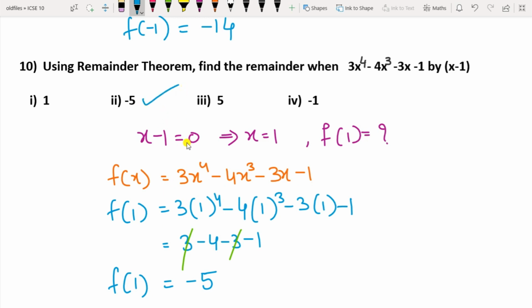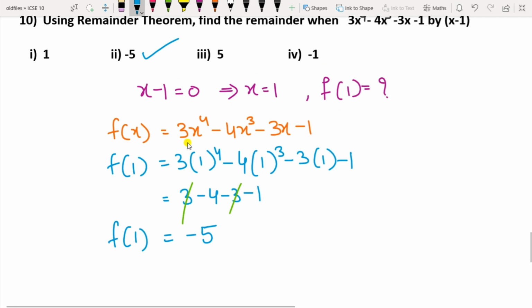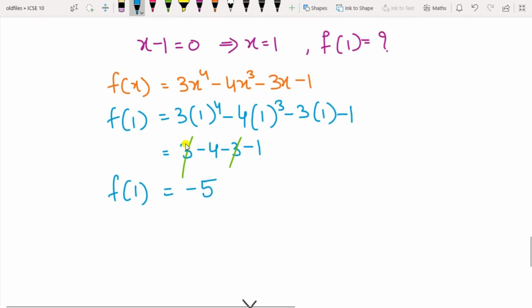So these were some of the MCQs based on the remainder theorem. For factor theorem I will be making another video.